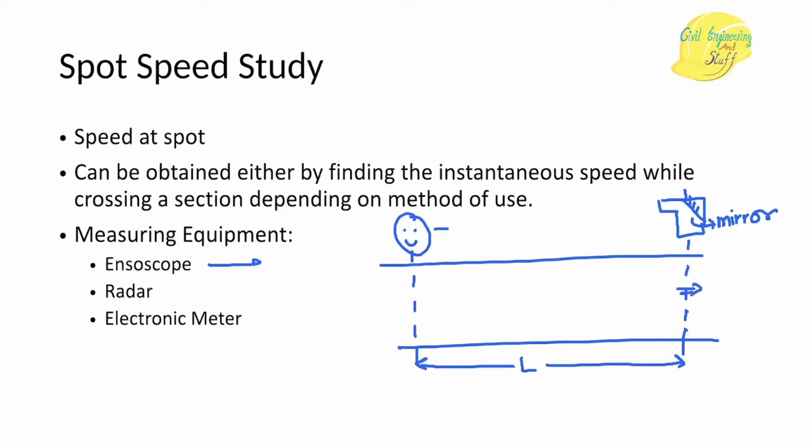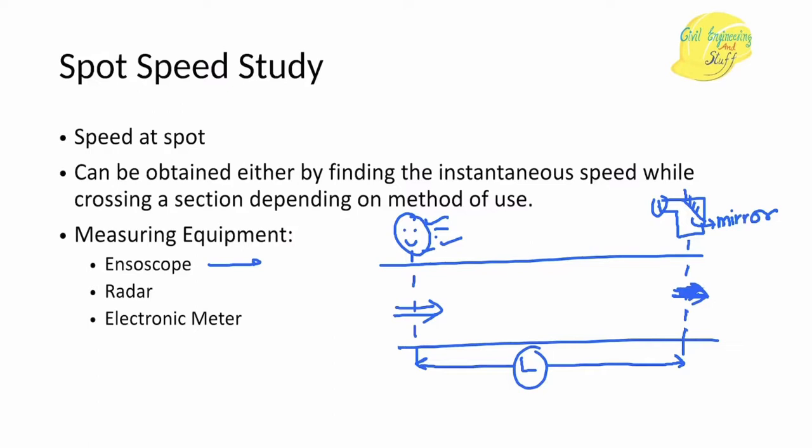So as soon as the vehicle enters the road section, the observer starts the stopwatch, and as soon as it exits the road section, the observer sees through an eno scope that the vehicle is exiting the road section. He stops the stopwatch, and we know the length, and through the stopwatch we know the time, and through that we find out the speed. So it's a very basic instrument that is used to do the speed studies.